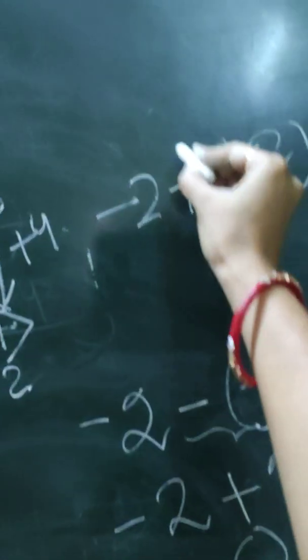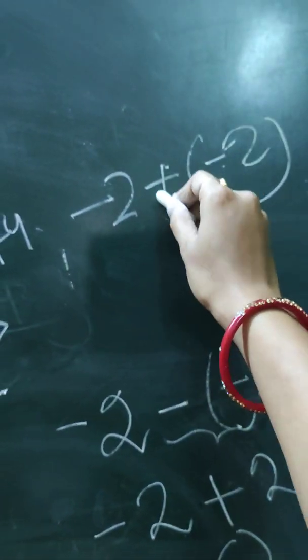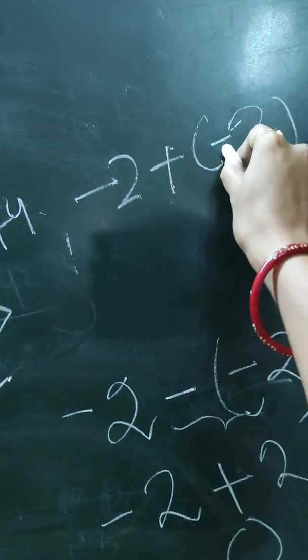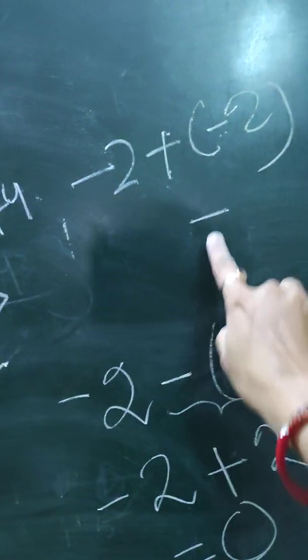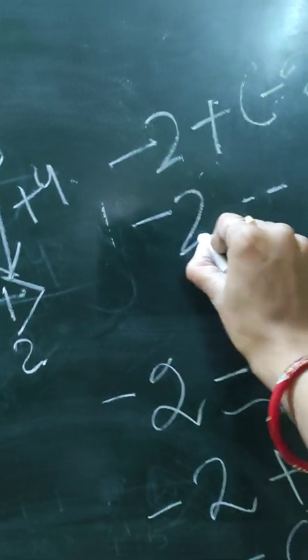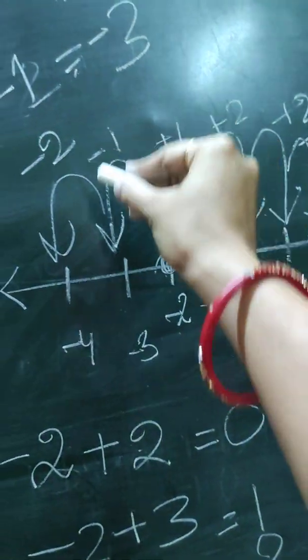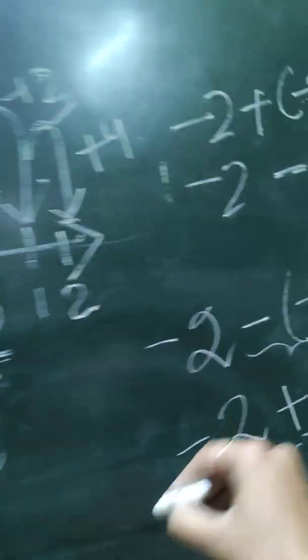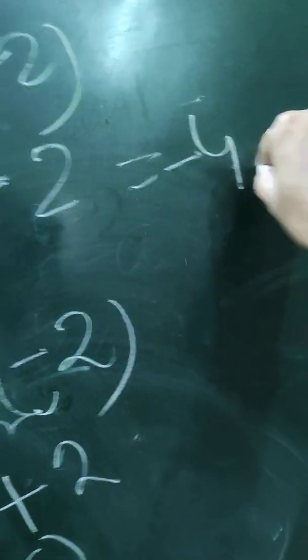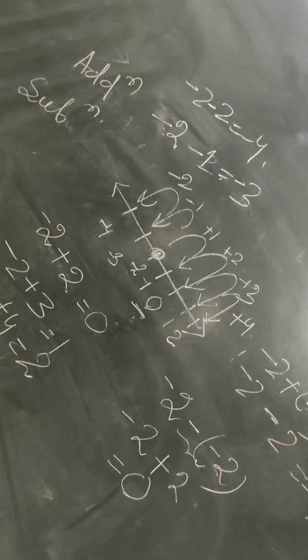If you have been given minus 2 plus minus 2, now plus and minus, if 2 signs which are different have been multiplied, the result will also be minus over here. So minus 2 means minus 2 has been here, 2 places towards the left, and it will give you minus 4. So this is how you perform the mathematical operations on the number line.